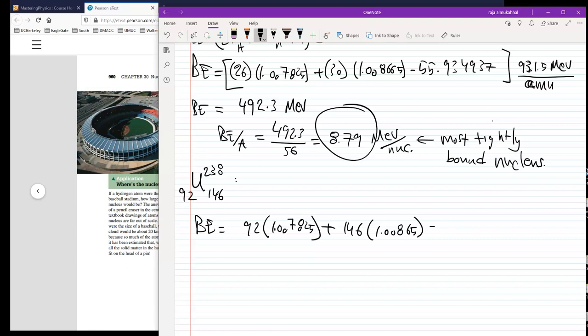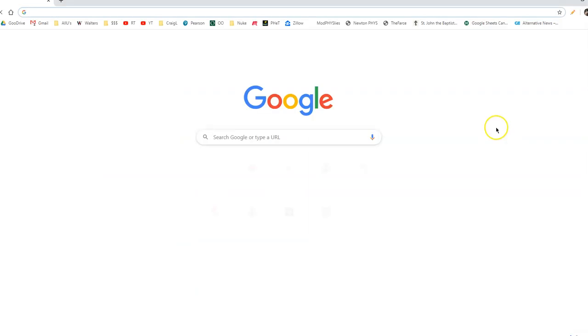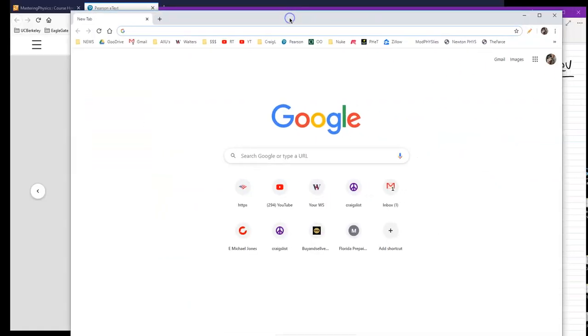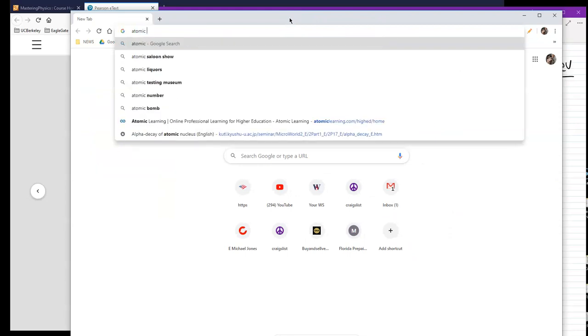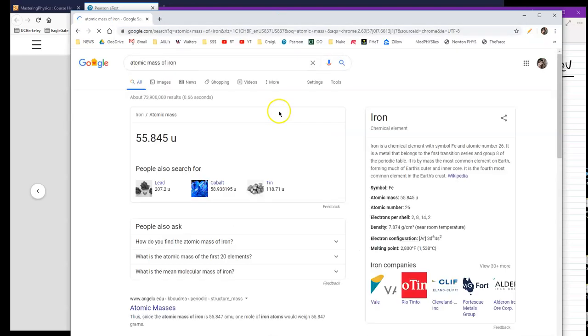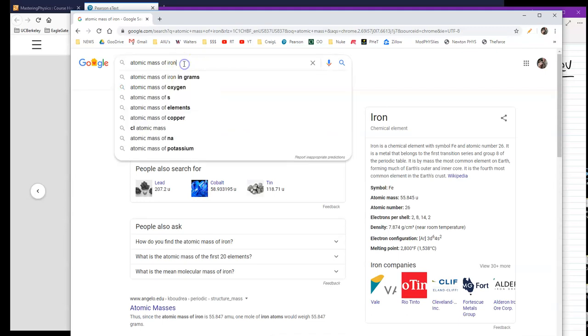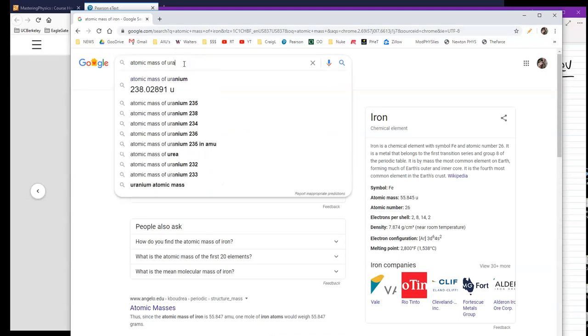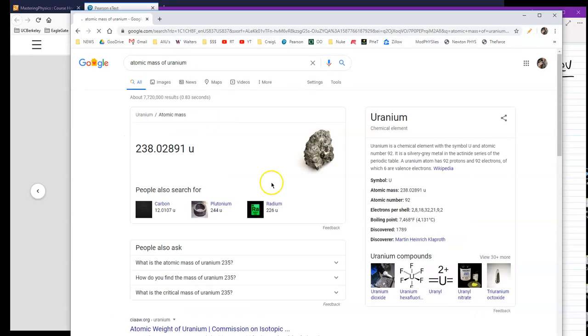Okay, let me show it to you on the web, just in case. Search for atomic mass. Here, for example, it's the atomic mass of iron, and there it is. See the number? It's right there. It comes out very quickly. Atomic mass of uranium, and of course there are several isotopes. You need to be careful. This is for uranium-238, and that's the one we're dealing with.